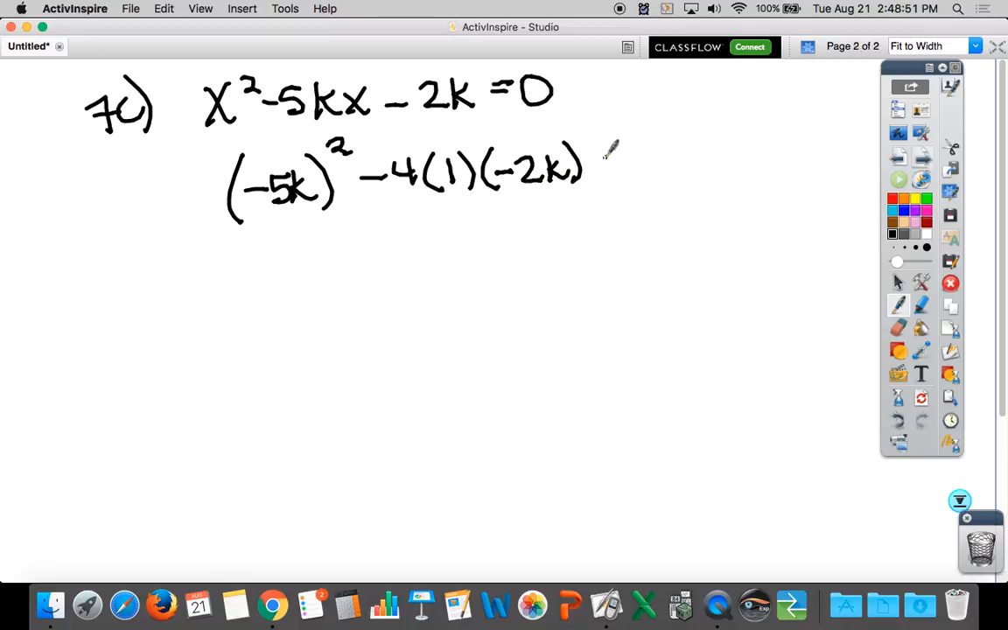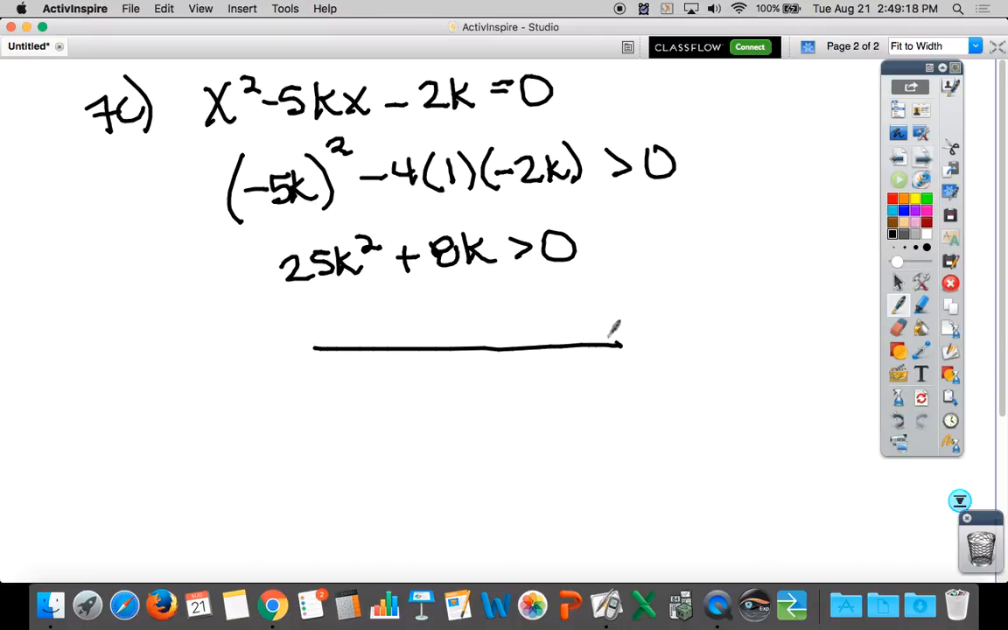Very good. And we're going to do this one greater than 0 since I lumped this up with number 6. What is -5K squared? Very good. -4 times 1 times -2 is, all right, go to your polysolve and tell me what the roots are.